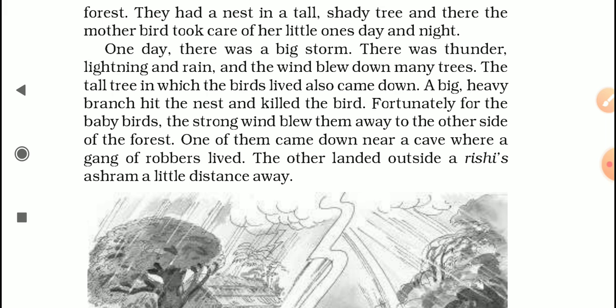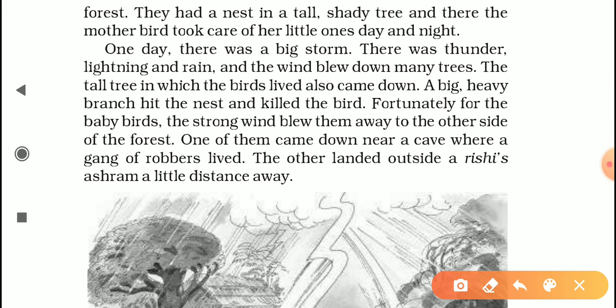One day there was a big storm. There was thunder, lightning, and rain. The wind blew down many trees. The tall tree in which the birds lived also came down. A big heavy branch hit the nest and killed the bird. Fortunately for the baby birds, the strong wind blew them away to the other side of the forest. One of them came down near a cave where a gang of robbers lived. The other landed outside a rishi's ashram a little distance away.